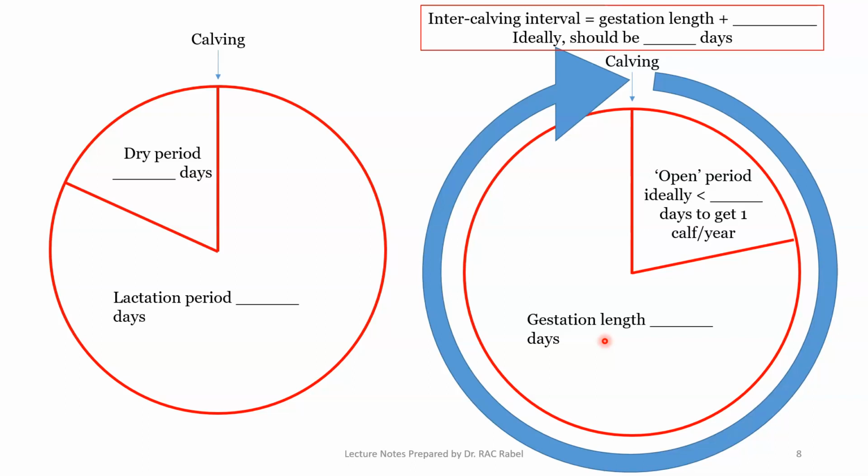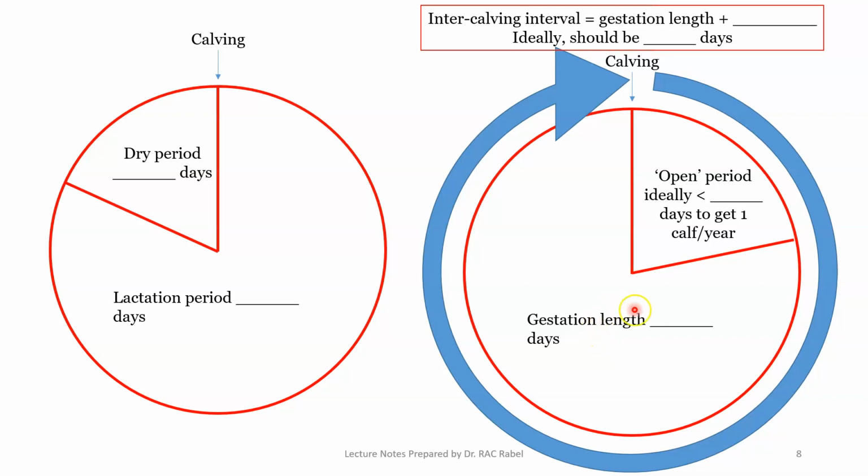As time goes by, people have been selecting for shorter gestation lengths. So nowadays it's not uncommon to see cows with gestation periods shorter than even 275 days, right? But traditionally it was around 280 to 285 days.